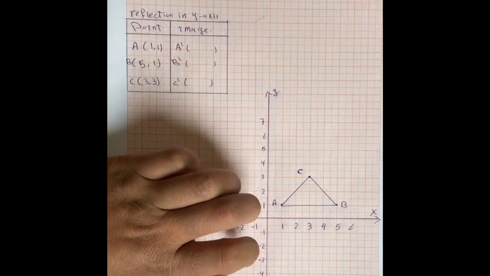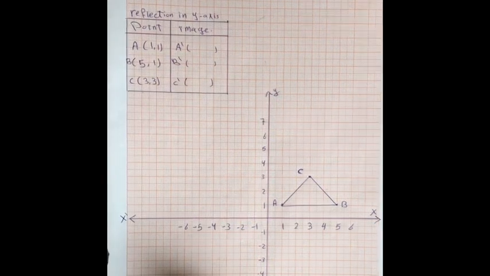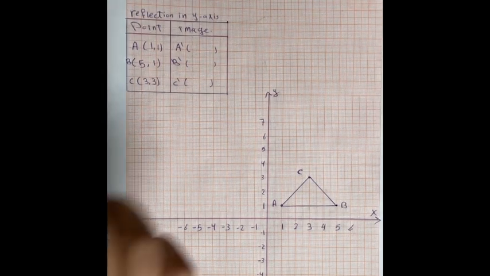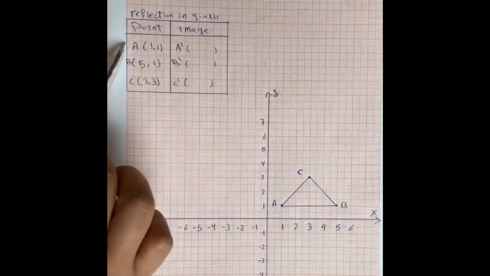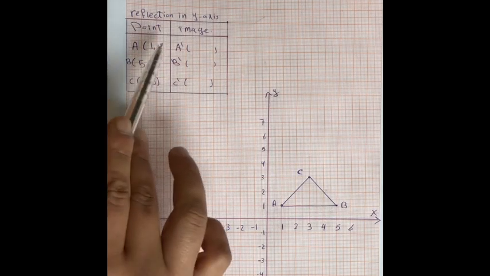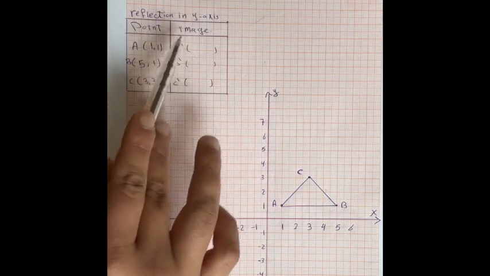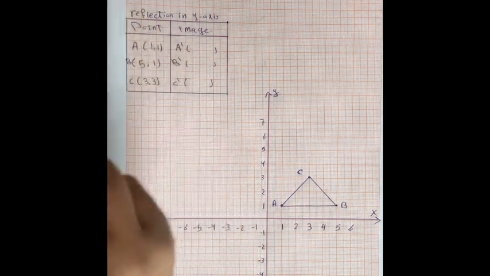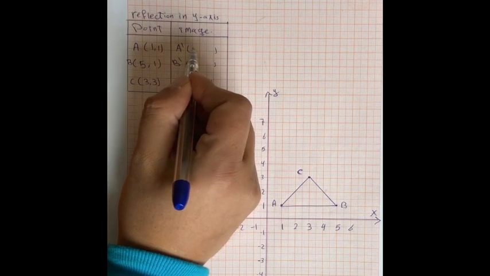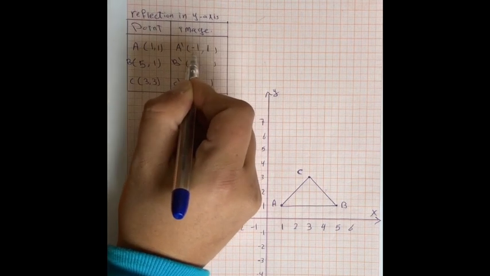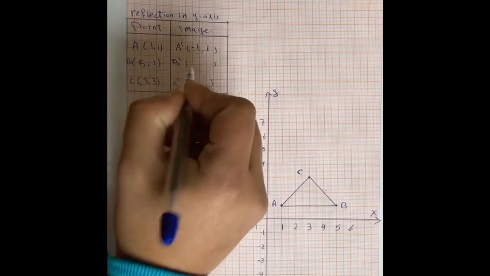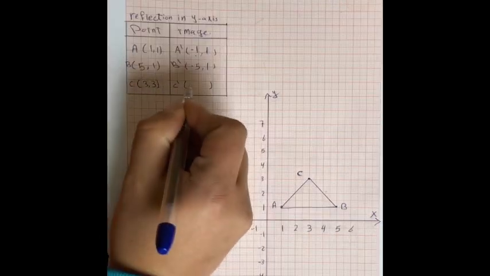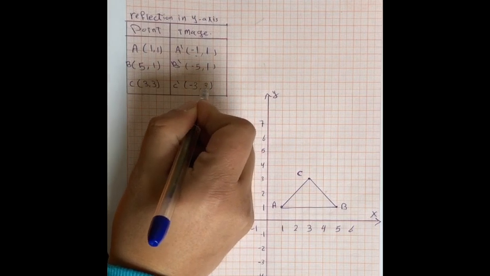Then, how can we find its image? By reflection in the y-axis. So at first, we have 3 points, A, B, and C. The rule of reflection in the y-axis, we change the sign of the x coordinate. So the first point is going to be (-1, 1). We change only x. Second point, (-5, 1). The third point, (-3, 3).